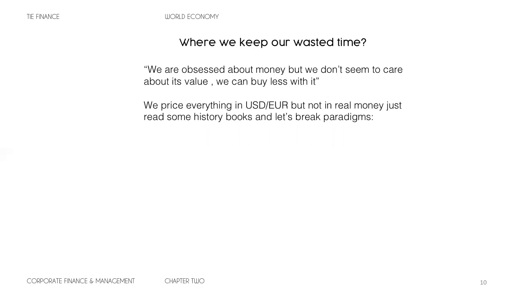But if that money was created without creating value, well, problems arise, right? Like hyperinflation. So read some history books, as I told you, and let's break paradigms, because gold and silver have been kings in times of turmoil, like wars or depressions or civil wars, until fintech arrived, you know.